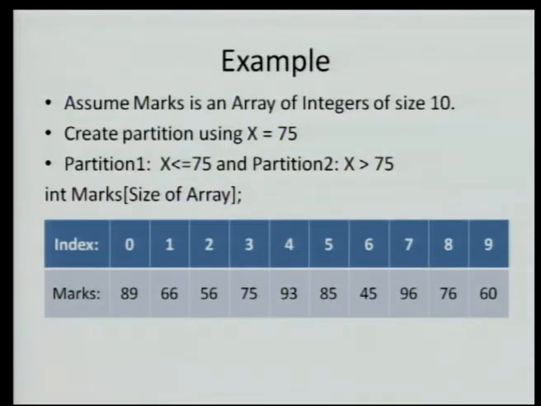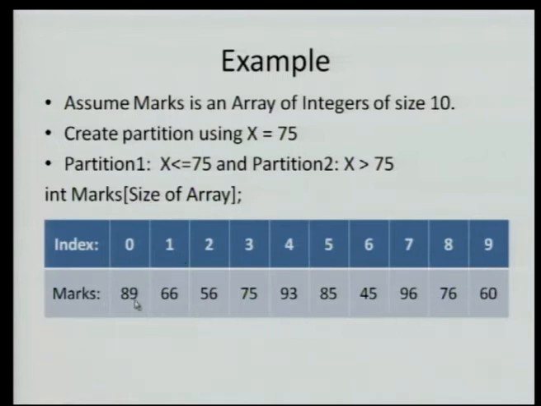But let us define this problem in a more concrete way. Let us look into an example. Assume marks is an array of integers of size 10. We are showing this marks array here. There are indexes 0 to 9, so 10 values, and these are some of the values shown there. What we want to find out is all those people who have got marks greater than 75. So create a partition using x equals 75. The two partitions are: partition 1 has values less than or equal to 75, and partition 2 has values greater than 75.